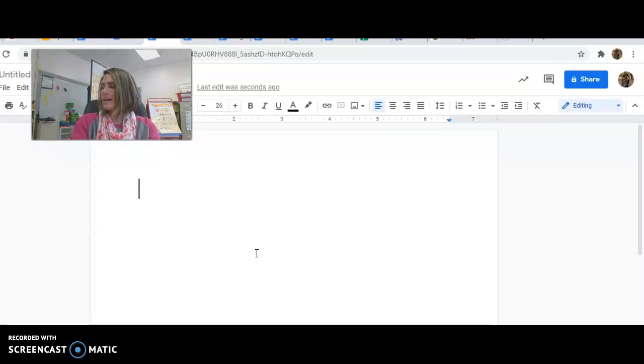So the first part is sounds. We're going to do 4 sounds. That's what you have in your notebook. Okay, so for number 1, please write the sound that says sh. All the ways to do sh, there's 3 of them.